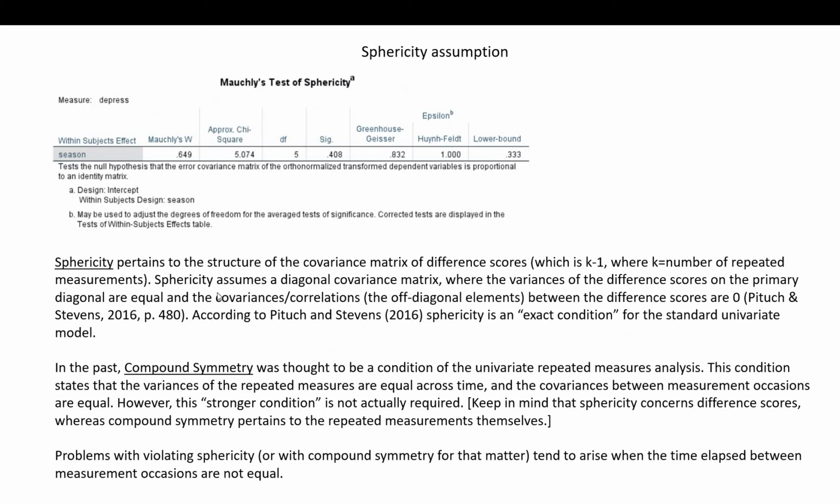Now, formally speaking, sphericity refers to the structure of a covariance matrix of difference scores. Basically, it assumes a diagonal covariance matrix where the variances of the different scores on the primary diagonal are equal and the covariances or correlations among those elements are 0. Now, we can look at this sphericity a little bit more simply just by focusing in on the variances of the difference scores. So let's go back into SPSS and compute them and then take a quick look at the variances.